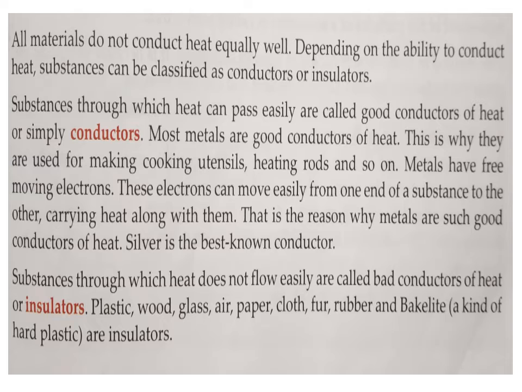On the basis of that, most of the utensils are made of metals, because the metals allow the heat to pass through them. Whereas the handles of the utensils are made of bakelite or some other insulating material, because the insulators do not allow the heat to pass through them. Some examples of insulators are plastic, wood, glass, air, cloth, fur, rubber, bakelite. All these are examples of insulators.